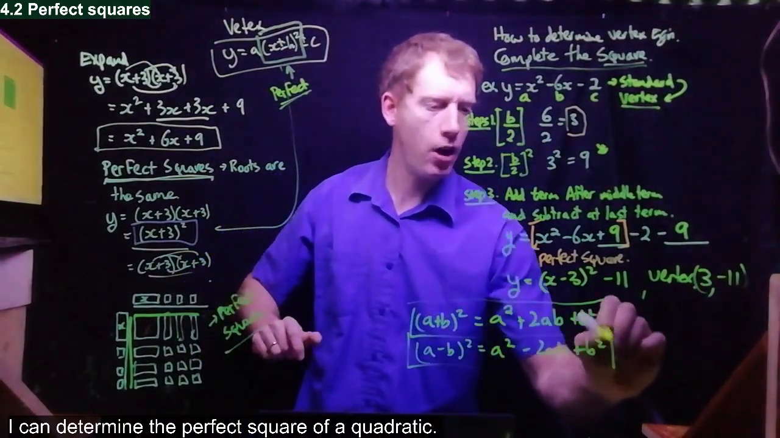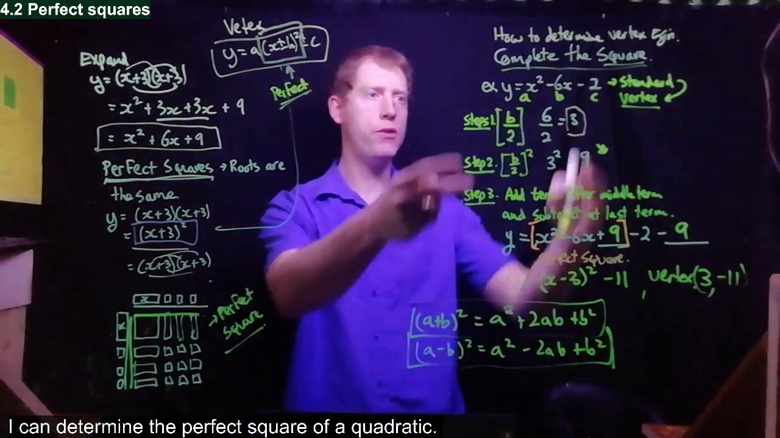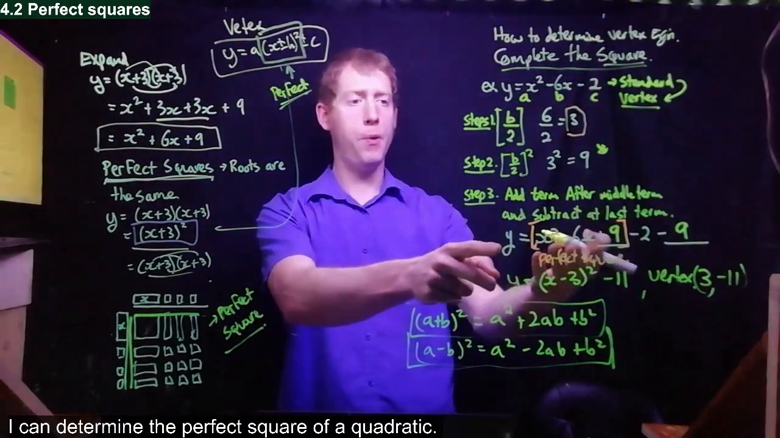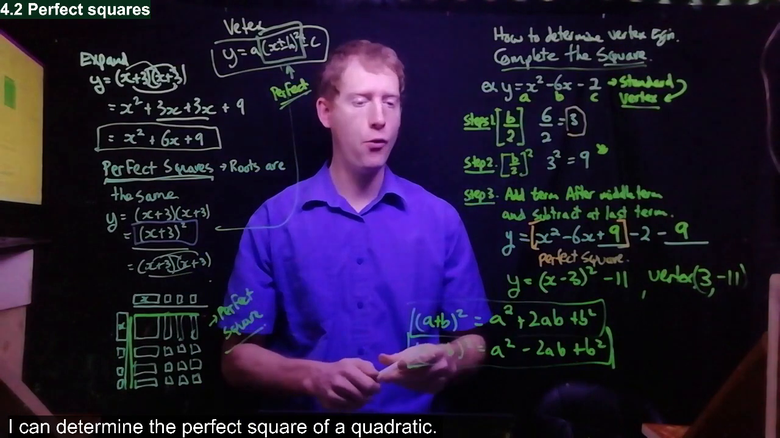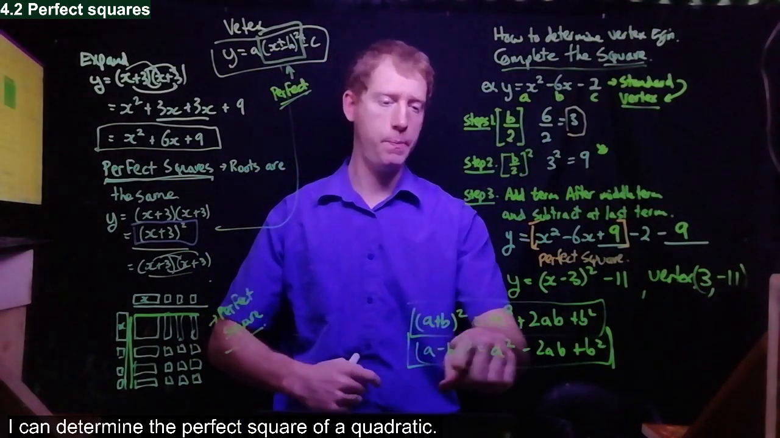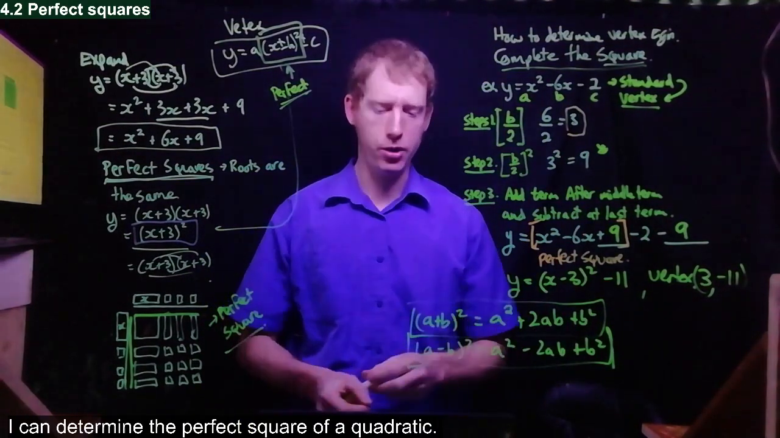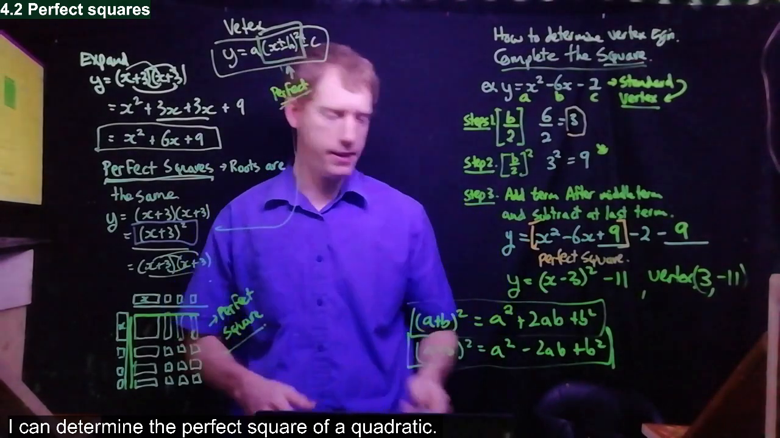Okay? Again, we're talking about squares. So one thing is I can make a perfect square from standard form. And also, if I wanted to expand, I can use this equation. Let's do a quick example.